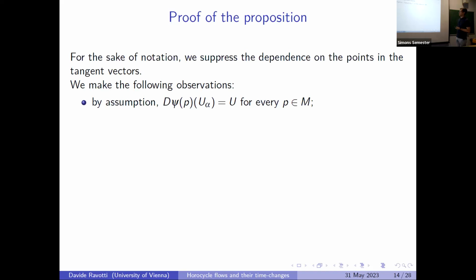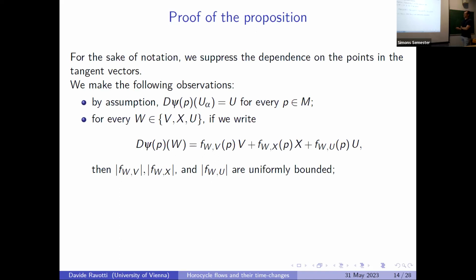Okay, this is the first observation. The second observation is that I'm assuming that psi is a C1 map, so its differential is continuous, and I'm working on compact spaces. So if I apply the differential of psi to some vector field W, then V, X, and U is my basis of my tangent space. It's a frame, right? So I can write it as a linear combination of these three vector fields, or tangent vectors if you fix the point in this case. And since psi is C1 on a compact space, the coefficients are uniformly bounded on the points. This is where I'm using the C1 assumption.